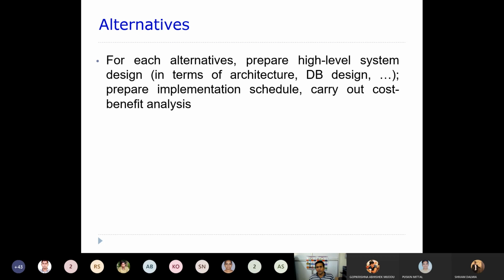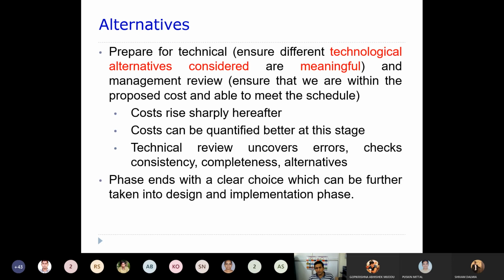Carry out a cost benefit analysis. Based upon the time, how long you are going to take, and what the cost would be, you need to identify which alternative will be the preferred one. These sorts of things will be carried out. So that is what exactly we say here.